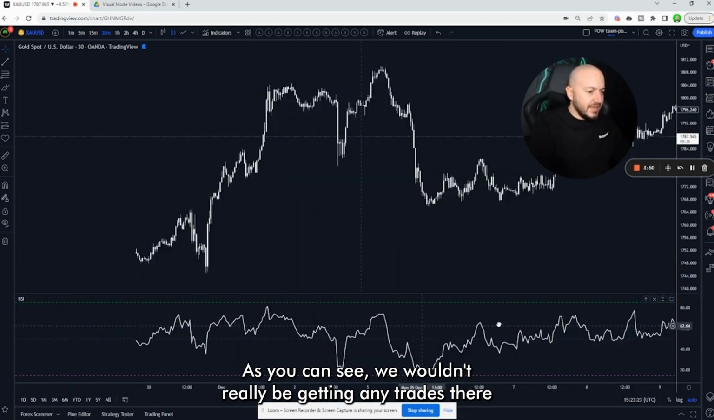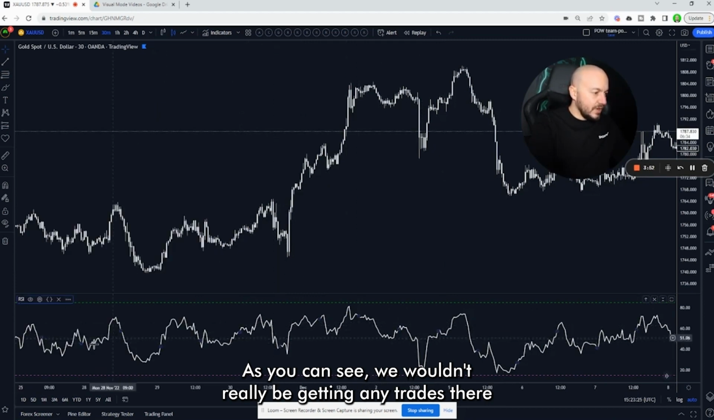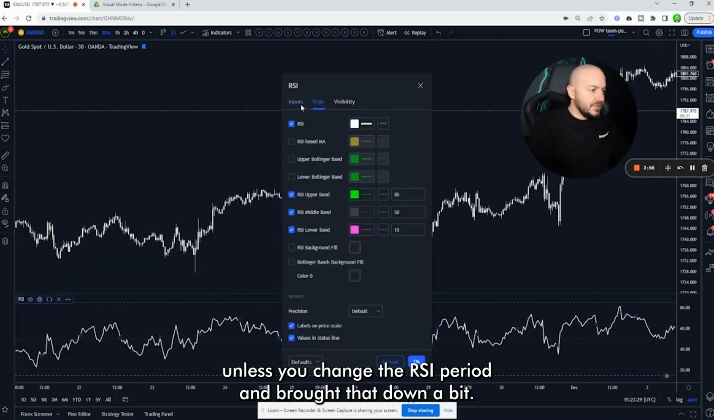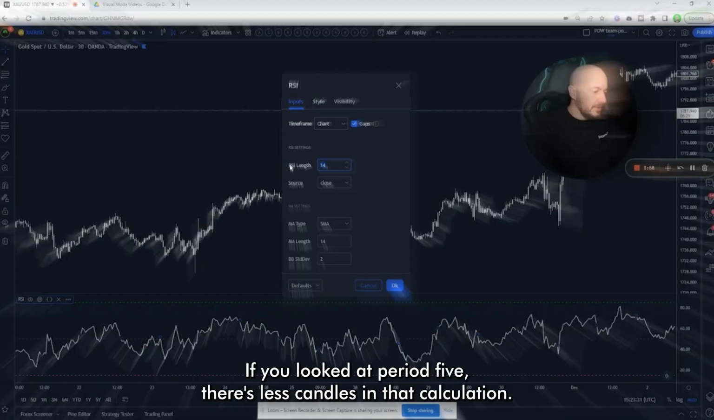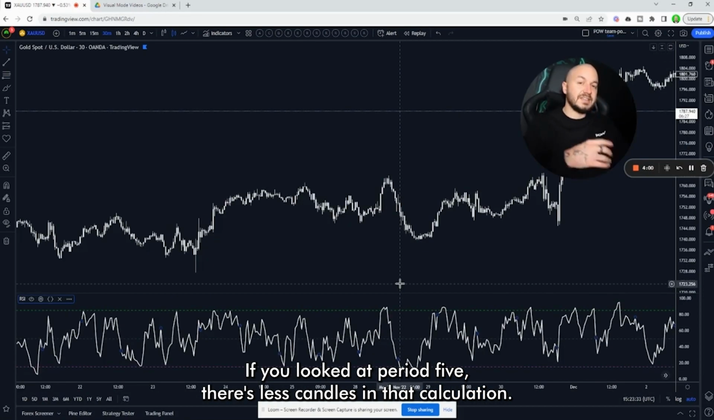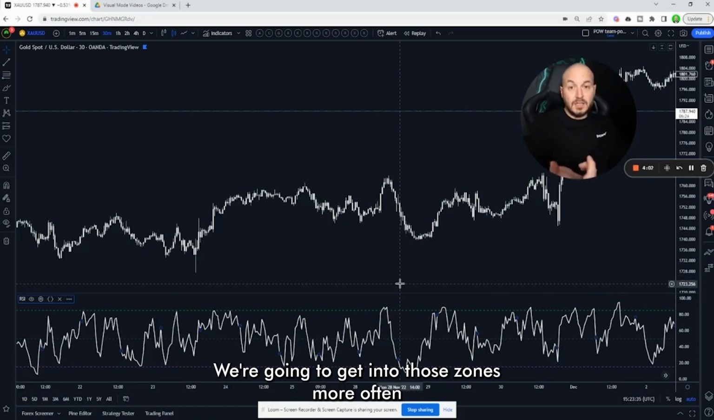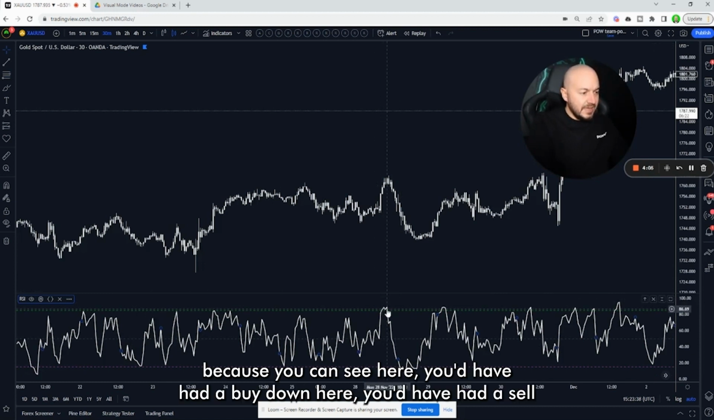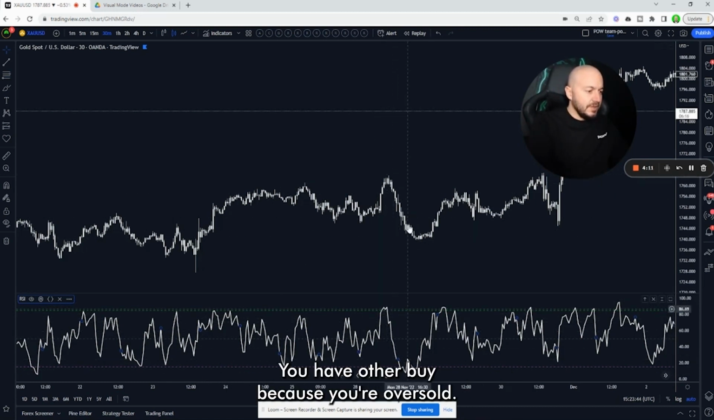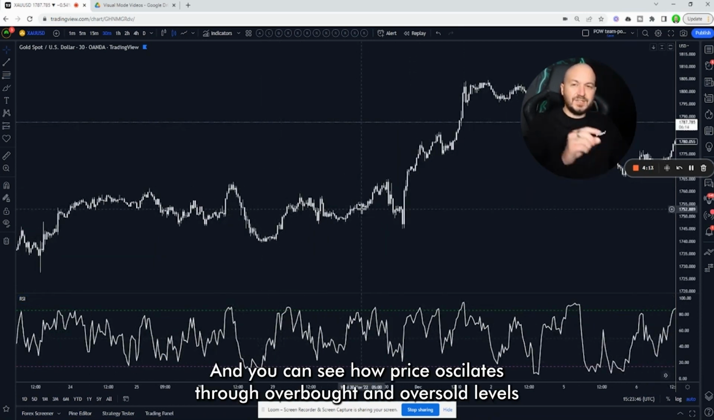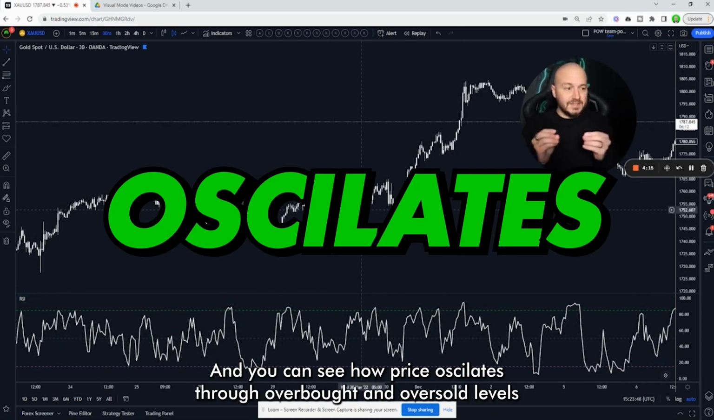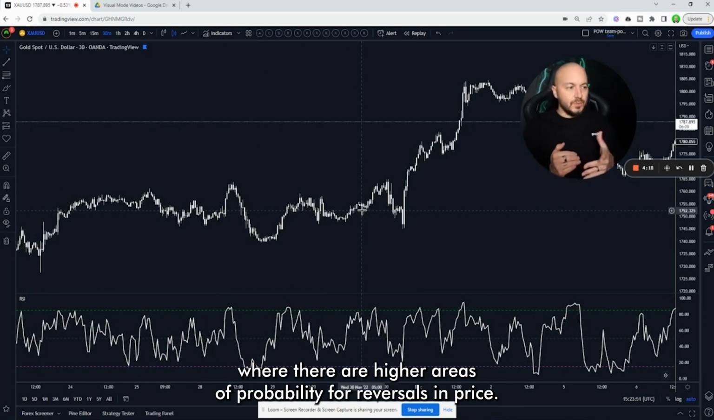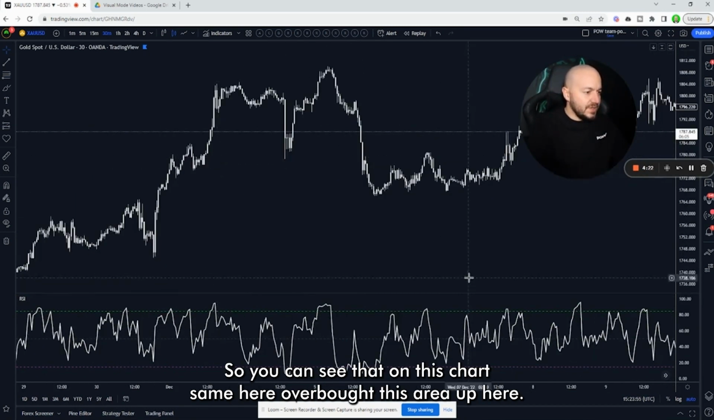As you can see, you wouldn't really be getting any trades there unless you change the RSI period and brought that down a bit. If you looked at period 5, there are fewer candles in that calculation, so we're going to get into those zones more often. As you can see here, you'd have had a buy. Down here, you'd have had a sell because you're overbought. You'd have had a buy because you're oversold. And you can see how price oscillates through overbought and oversold levels where there are higher areas of probability for reversals in price. You can see that on this chart.